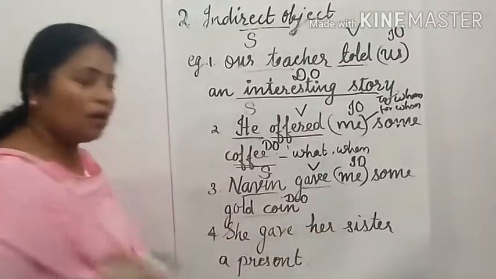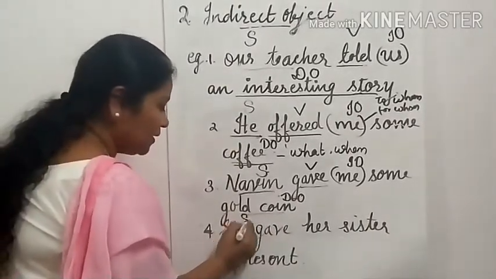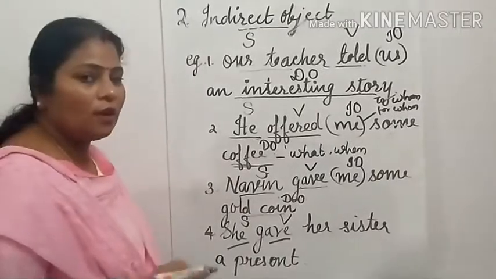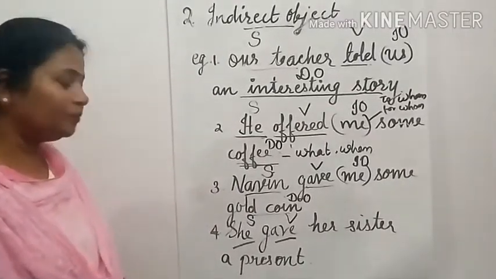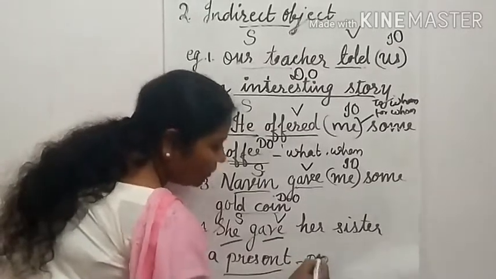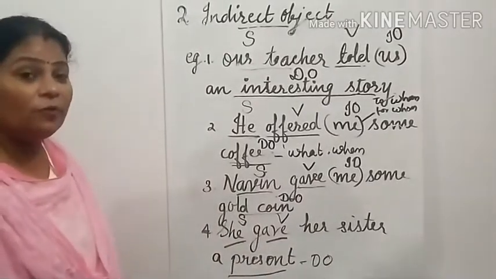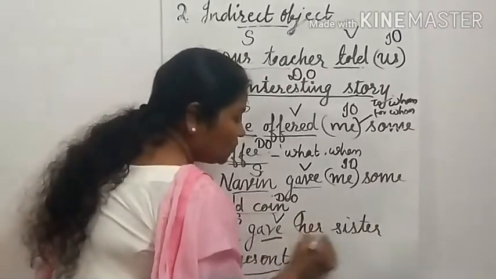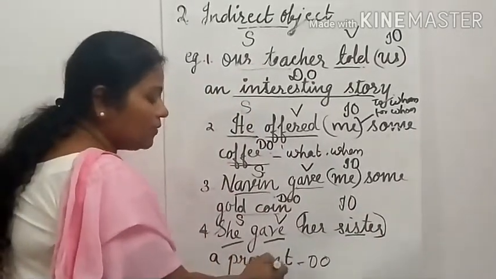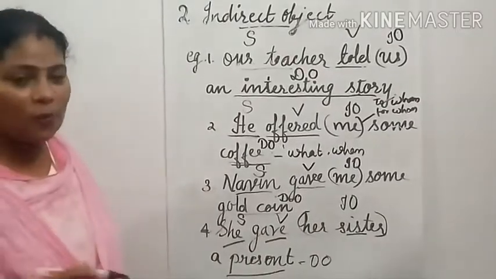Next one. She gave her sister a present. Which is our direct object? She gave what? Yes, she gave a present. So this becomes our direct object. Whom did she give the present to? She gave it to her sister, right? So her sister becomes indirect object, because this is receiving the direct object. Who is receiving the direct object? Her sister. So that becomes indirect object.